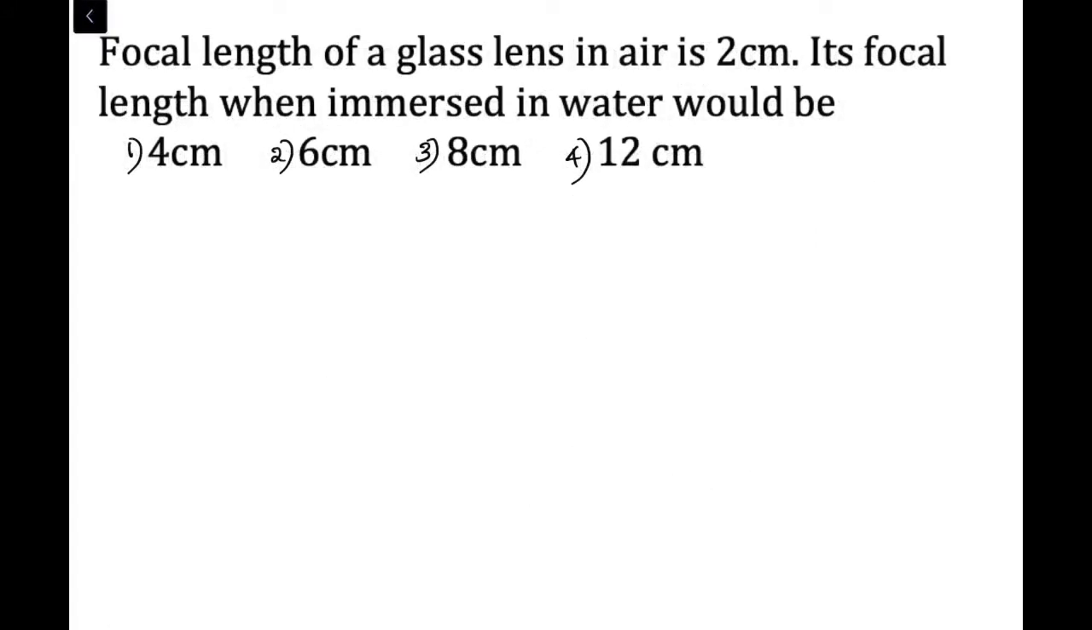Another question from Ray Optics. The focal length of a glass lens in air is 2 cm. Its focal length when immersed in water would be dash. We know that a lens in air will have one focal length, and once you keep it inside another medium, its focal length will change.